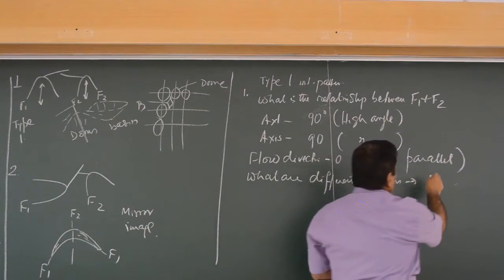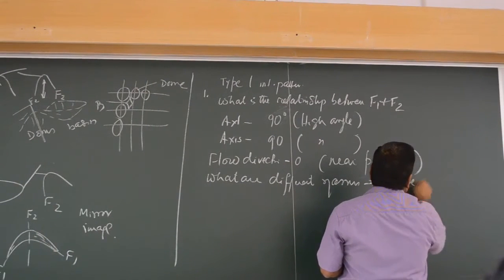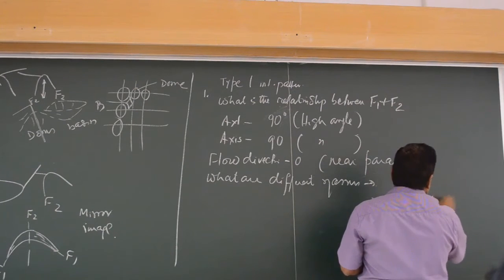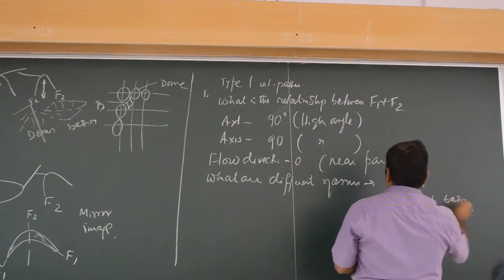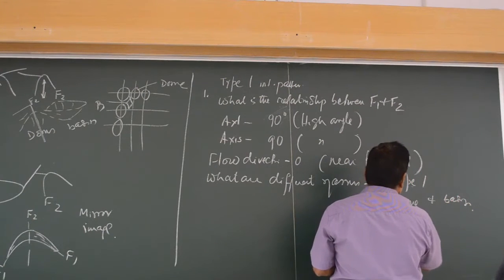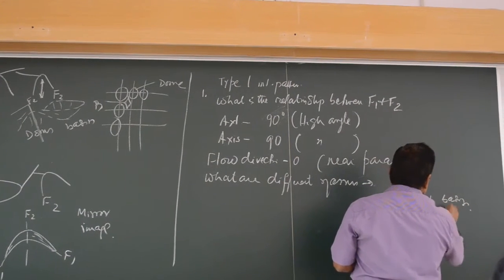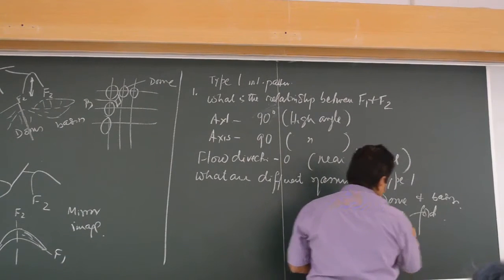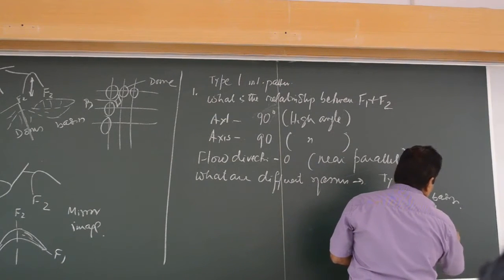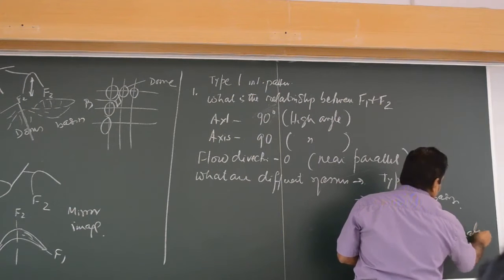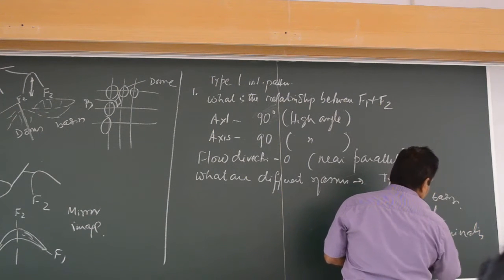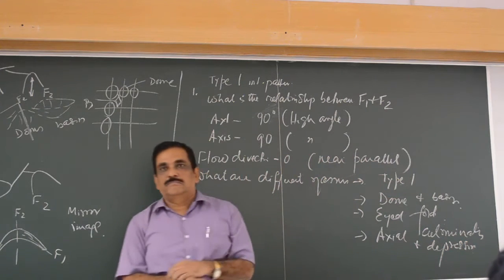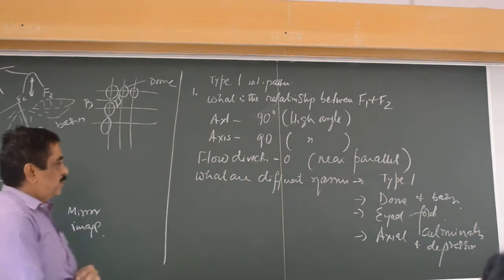You can say Type 1 is one of the names, more prevalent. You can write domes and basins. What else? Height fold. Next one, axial culmination and depressions. These are different names of type 1 interference. This we have already discussed.